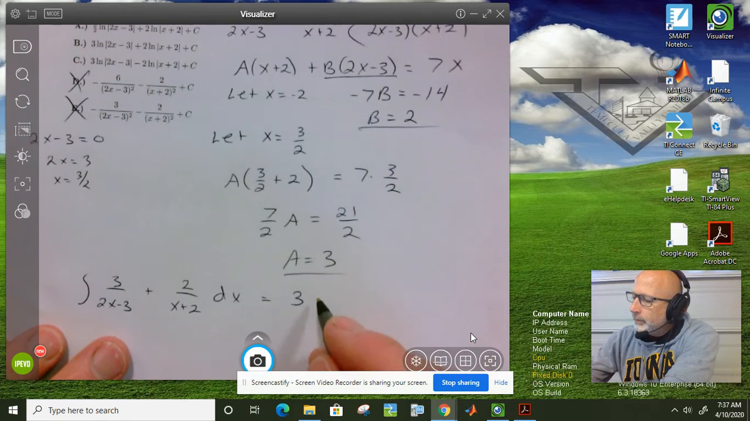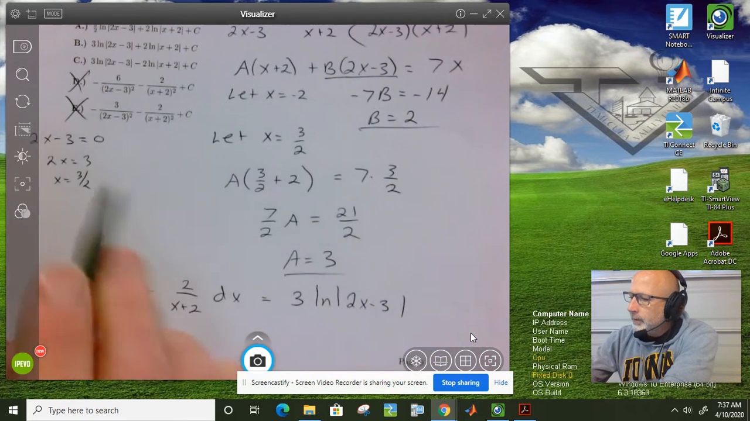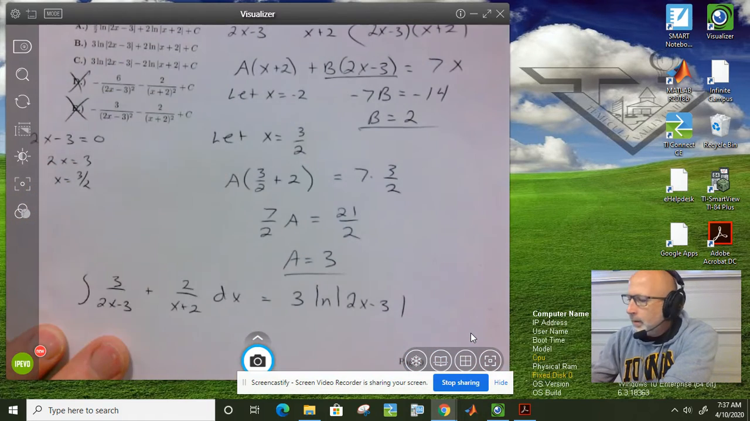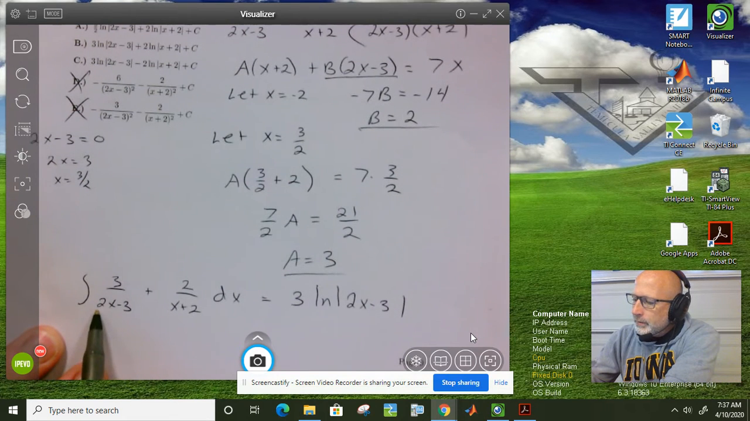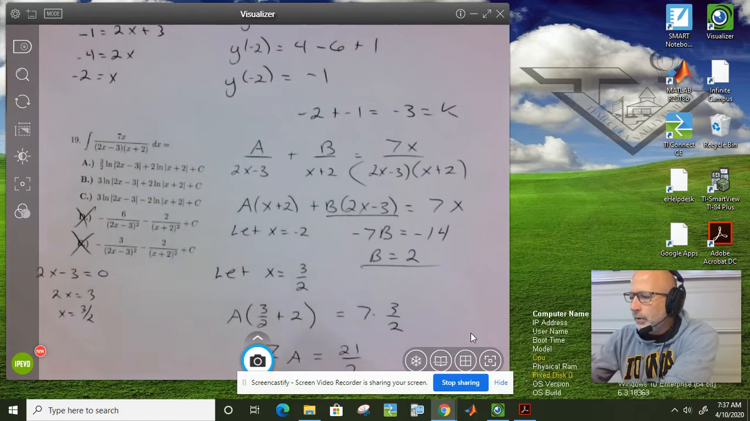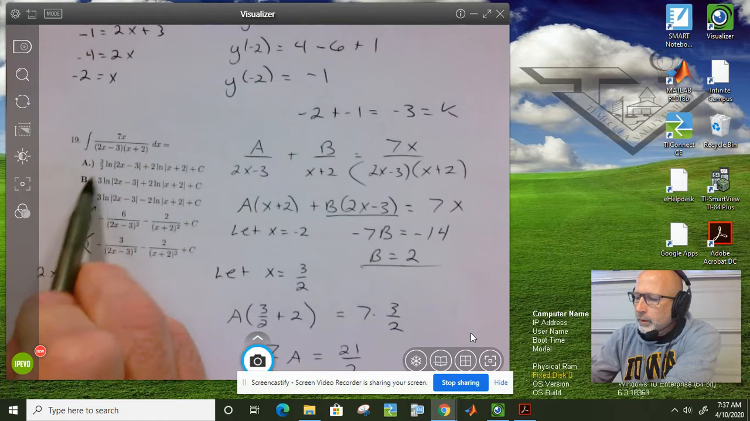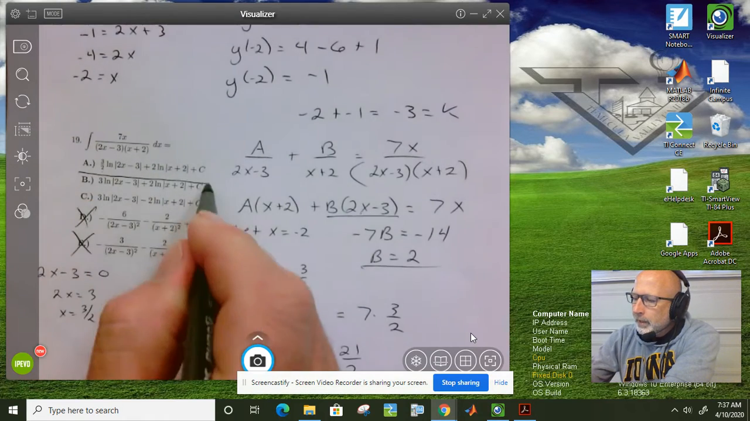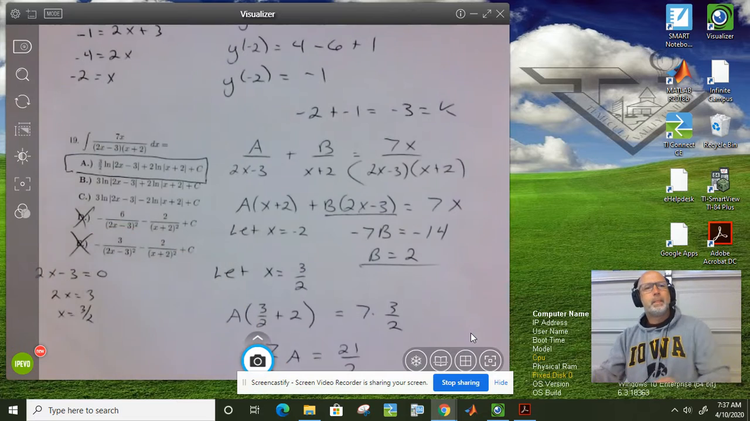So I have 3 times ln of the absolute value of 2x minus 3. So you can see those 3 have that in there. But by the reverse chain rule we always talk about, you need to divide through by the derivative of 2x minus 3, which is a half, and boom, we have our answer. We don't even need to go any further. If we did go any further, we'd get the rest of it, but this is the only one that has 3 halves to it, so the answer there is going to be A.